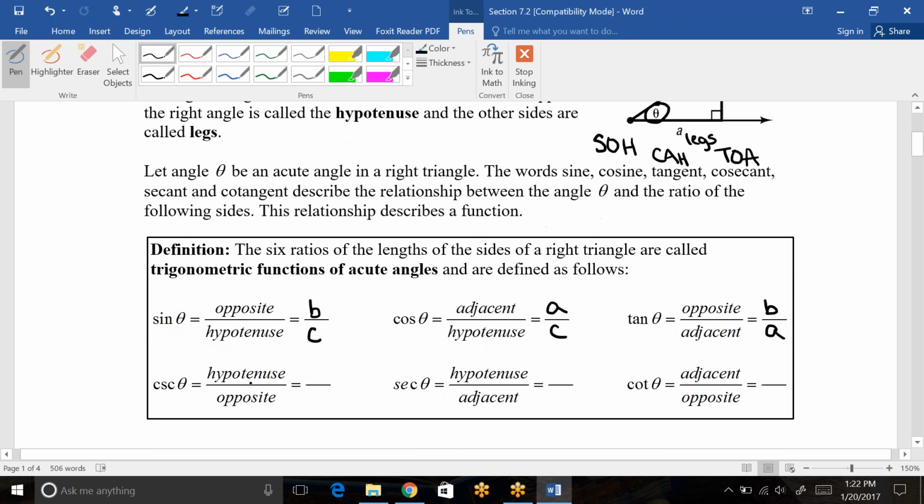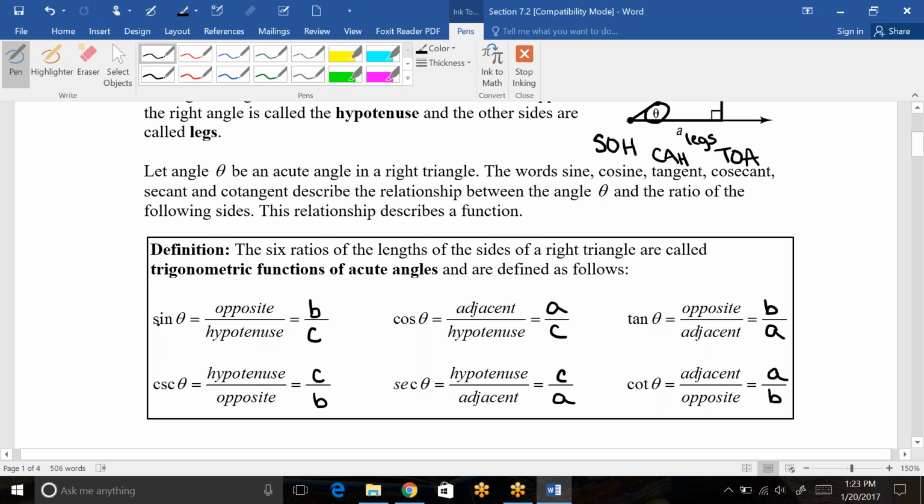Now, something interesting is that cosecant, secant, and cotangent are just reciprocals of these individual trig functions that we've defined above. So cosecant is hypotenuse over opposite, so that means it's C over B. Secant is hypotenuse over adjacent, which would be C over A. And cotangent is adjacent over opposite, so that would be A over B. This is exhausting all the different ways that we could take those three sides of a triangle and put them into ratios of a numerator over a denominator.